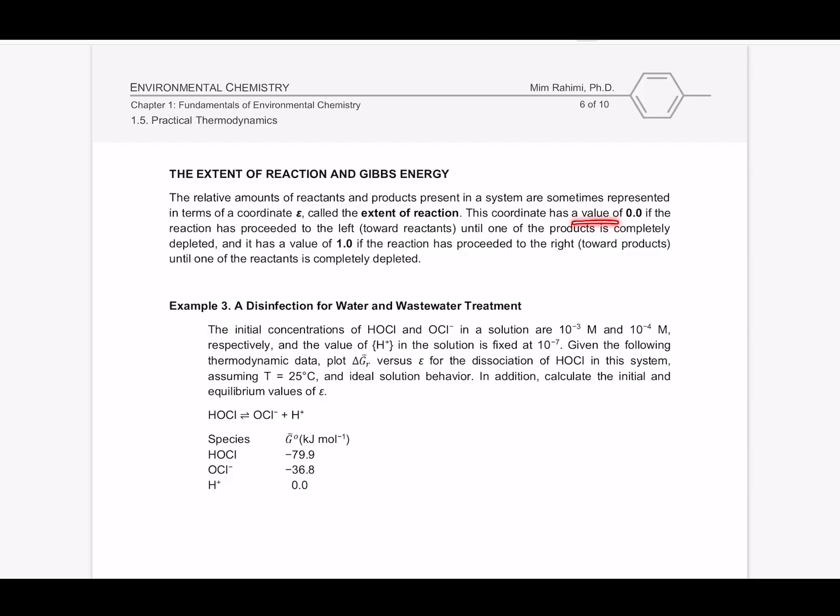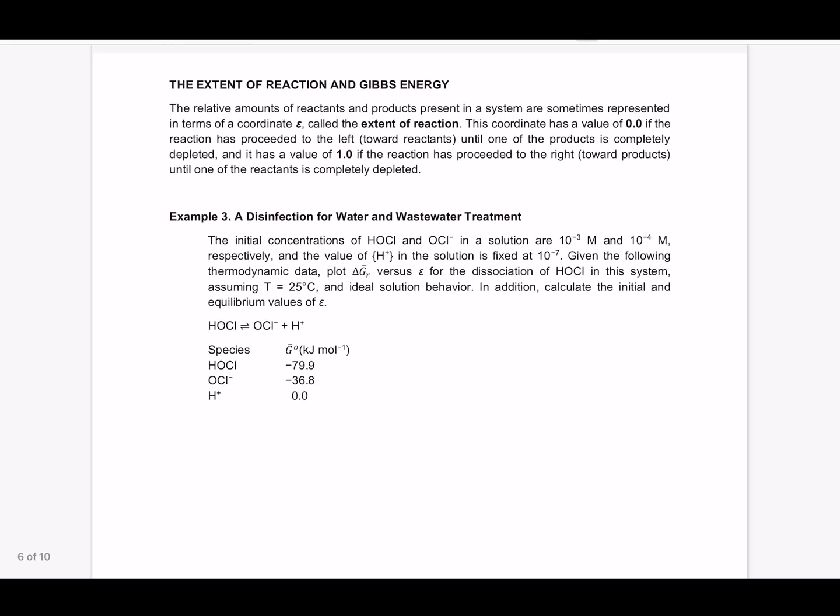This coordinate has a value of 0 if the reaction has proceeded to the left, so basically all A to B, all in the form of A, and then the extent of 1 is all the way to the right. So now we want to basically approach this through an example.